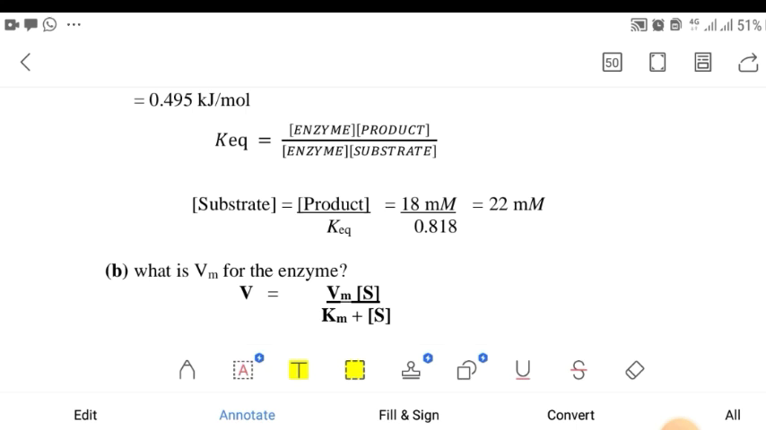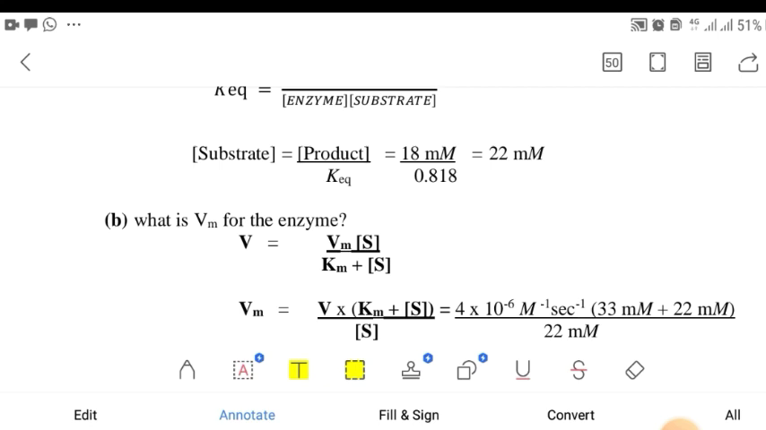Now the next question is to calculate the maximum velocity for the enzyme. In this case, you can use either the Michaelis-Menten equation or the Lineweaver-Burk equation. But the Michaelis-Menten equation is provided here, which is V equals Vm multiplied by the substrate concentration over Km plus the substrate concentration. By the time you make Vm the subject of the formula, this is what you get.